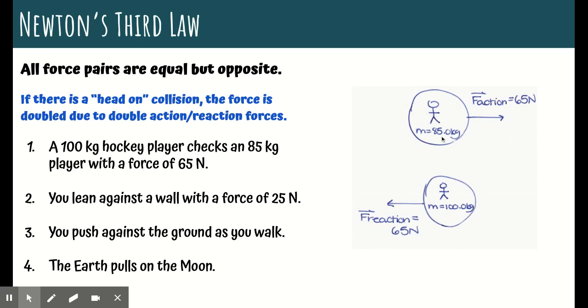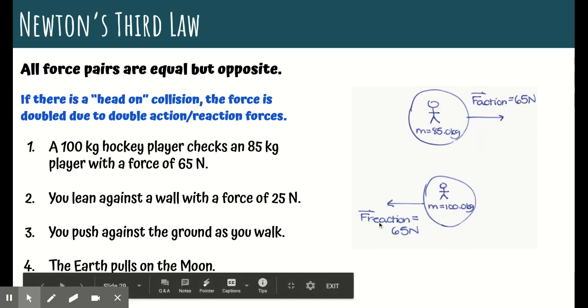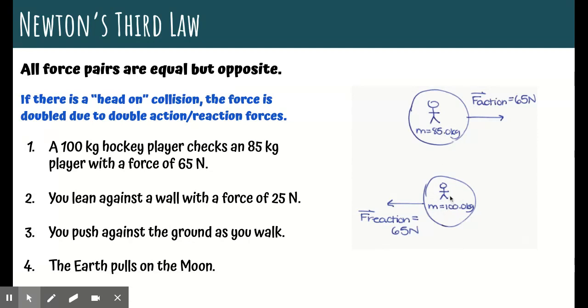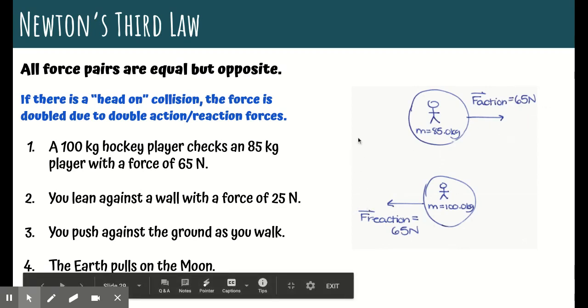In this situation, the smaller person is standing still, he's stationary. The larger person ran into him. So the action force is being applied to the 85-kilogram person, and then the 100-kilogram person also gets the reaction force. Even though they're applying a force to another object, they are going to receive that reaction force. And notice that it is equal in magnitude but opposite in direction.